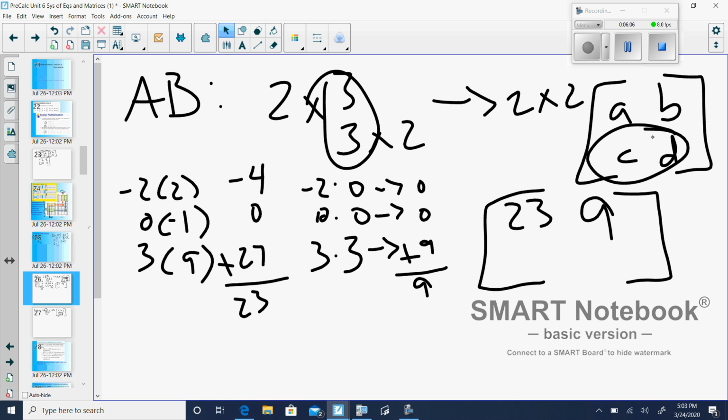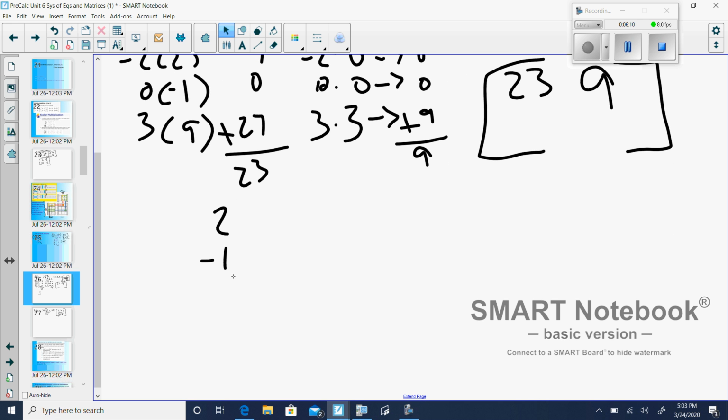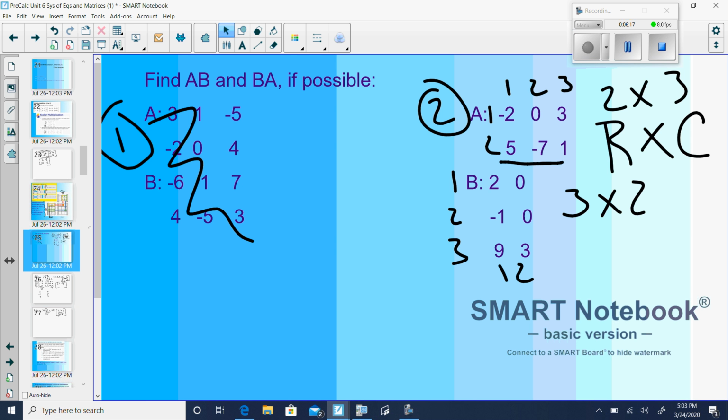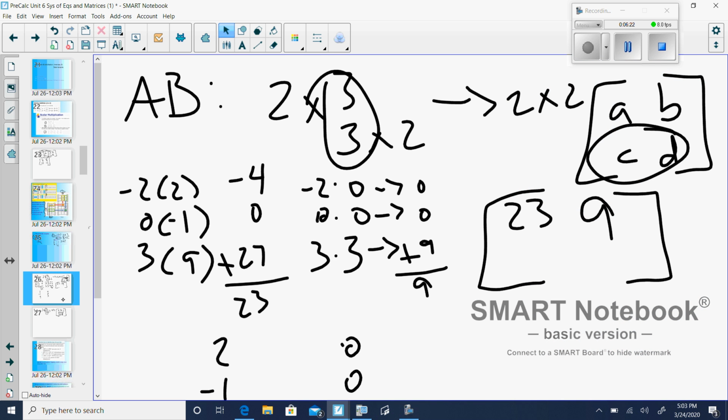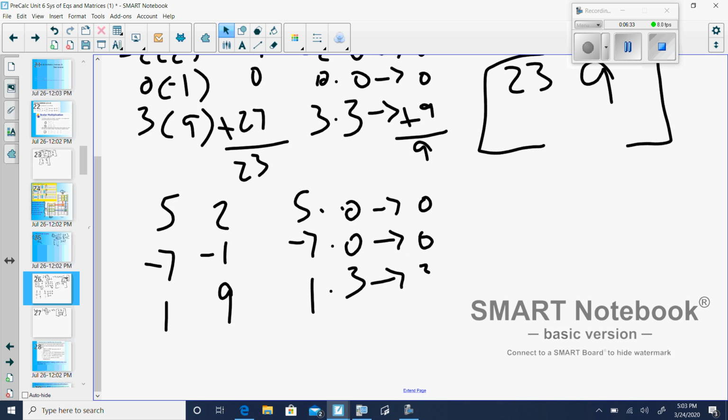How do we get there? Well, we're going to keep our B's. We're going to keep the 2, -1, and 9, and 0, 0, 3. We're going to combine those this time with A's second row. So 5, -7, 1. So that gives us 0 plus 0 plus 3 down in the bottom right.